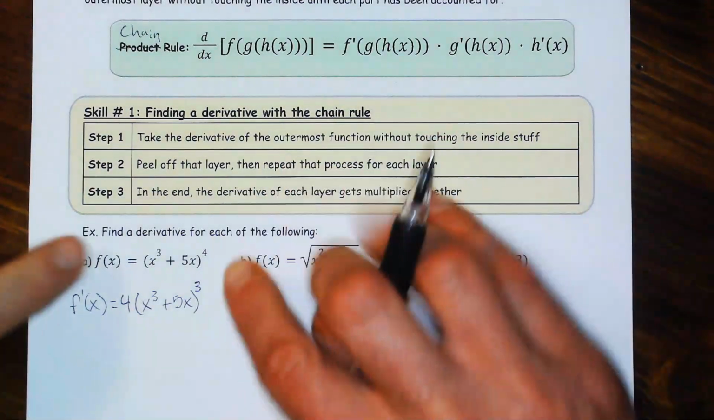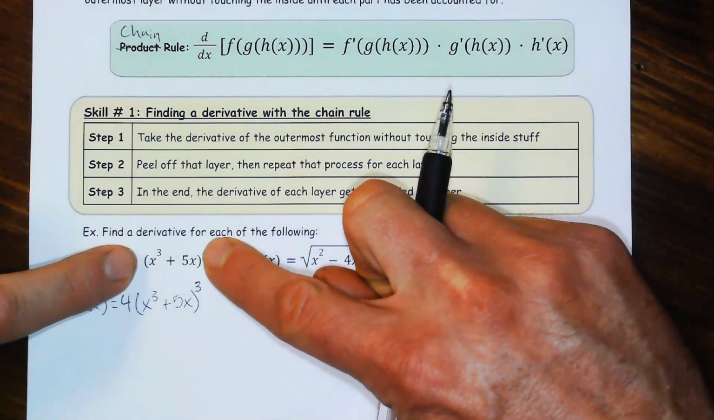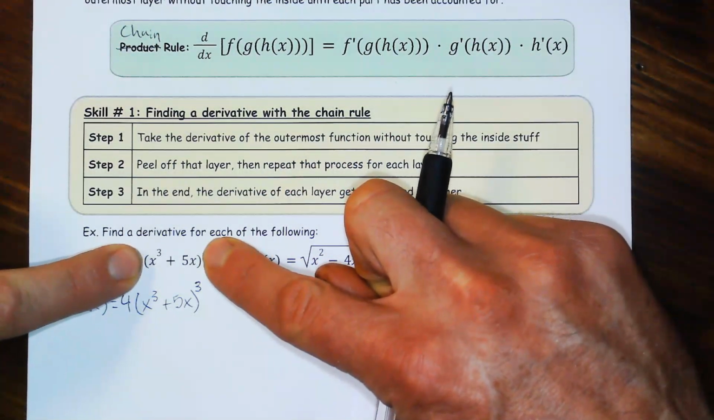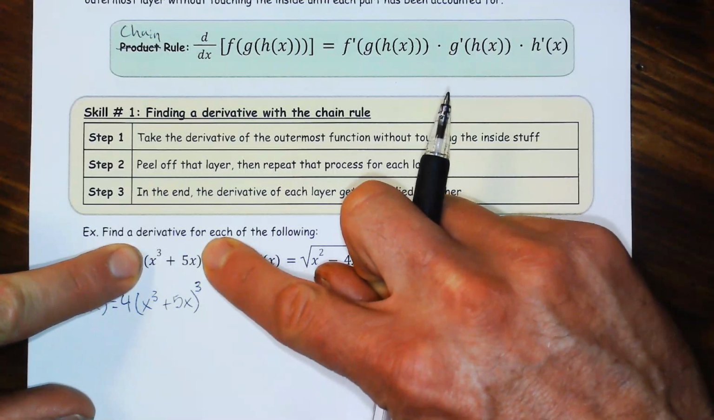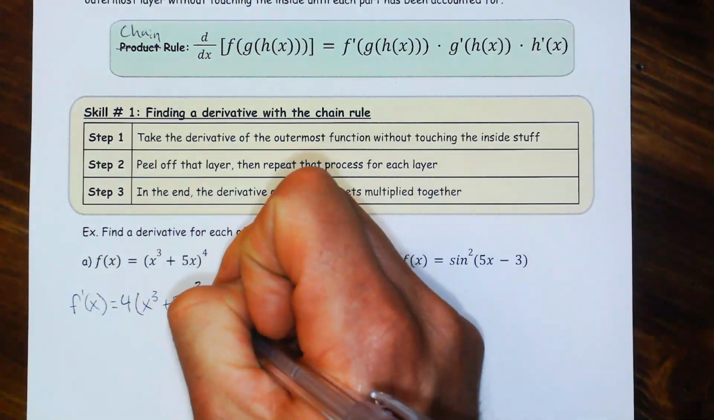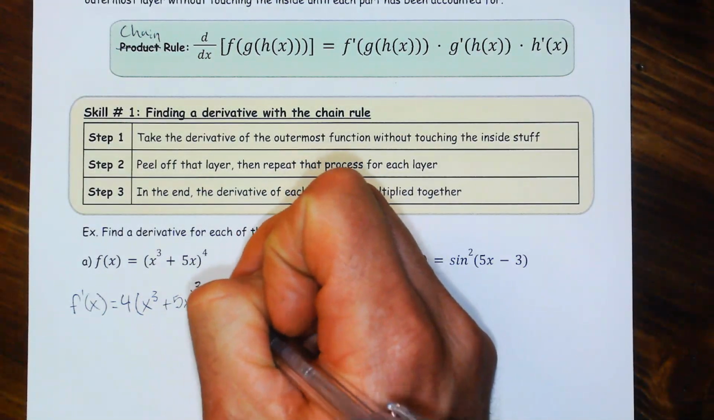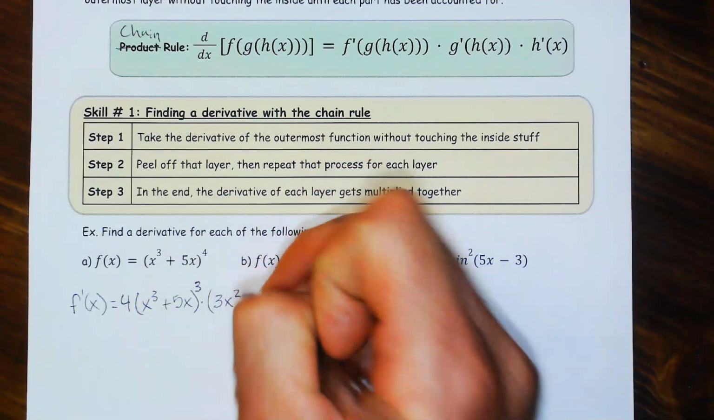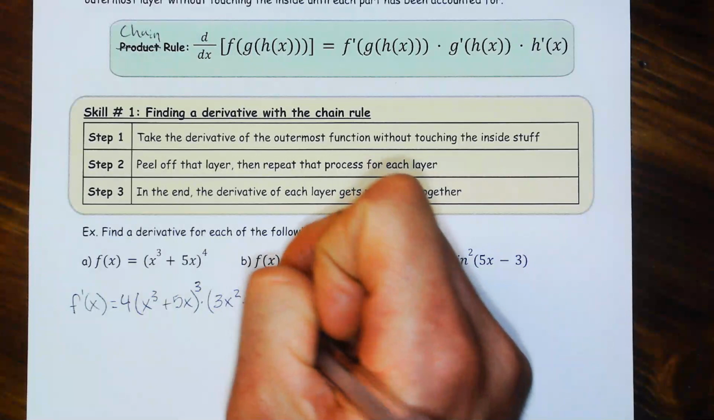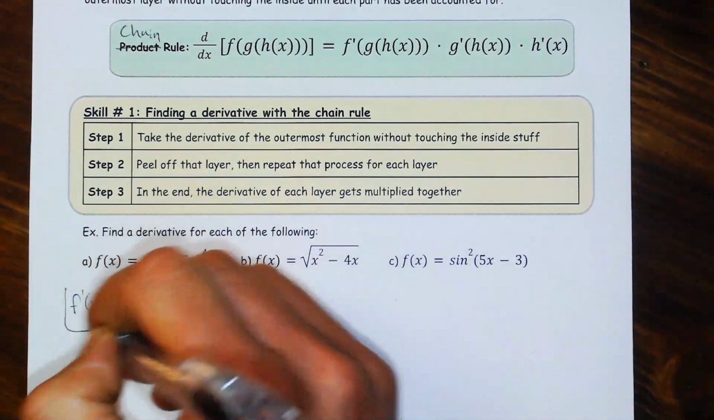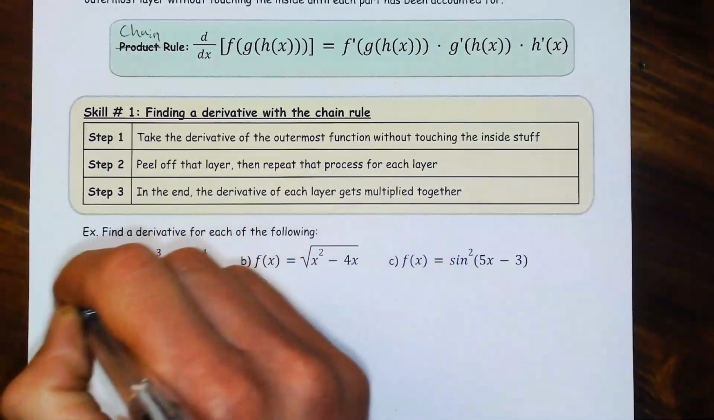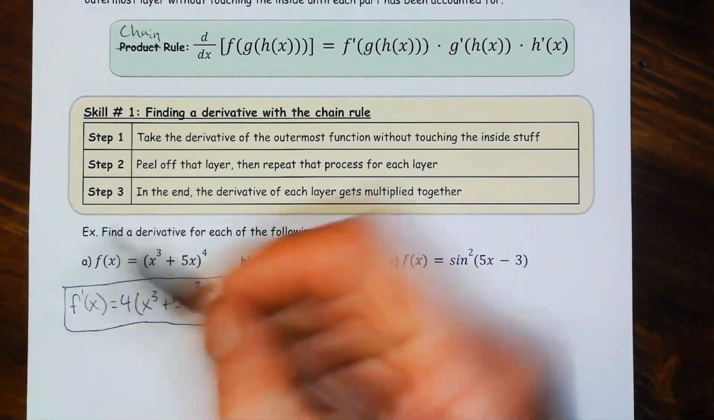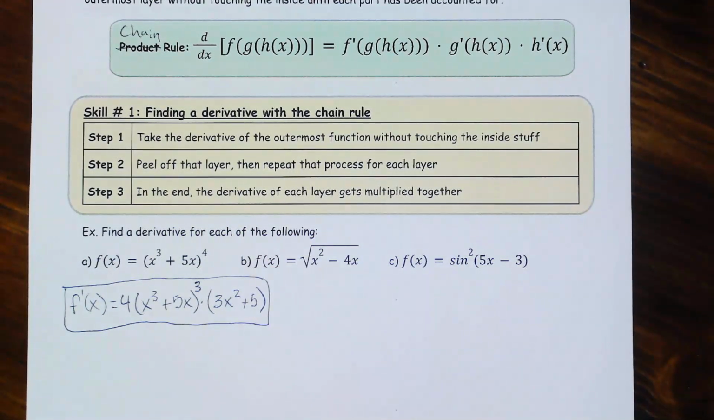Then, once that layer is peeled away, I work my way in. There's only 2 layers here, so I'm dealing with x cubed plus 5x. Again, I'm going to multiply and then use the power rule. That would give me, multiply my 3 out in front, 3x squared plus 5. And that would be my derivative of this first f of x, part A.